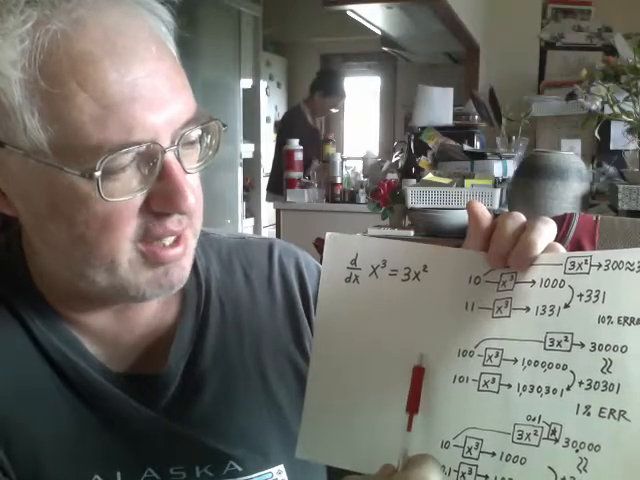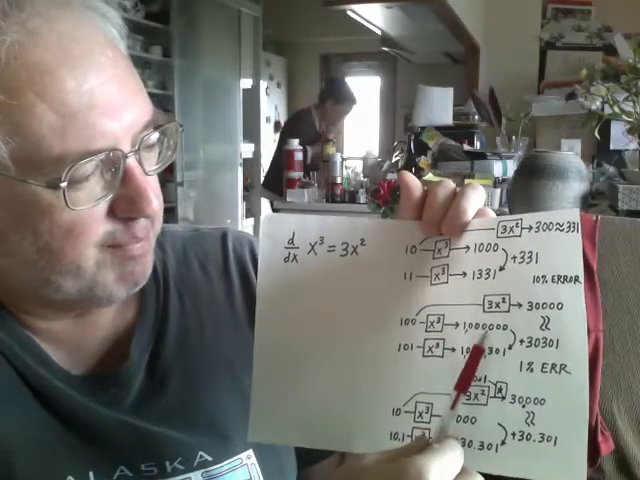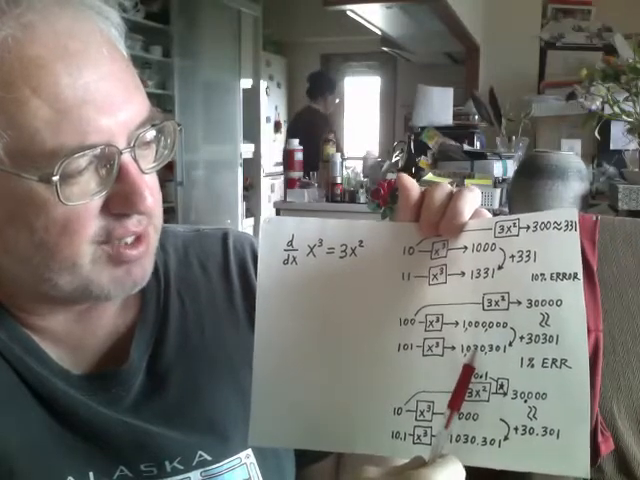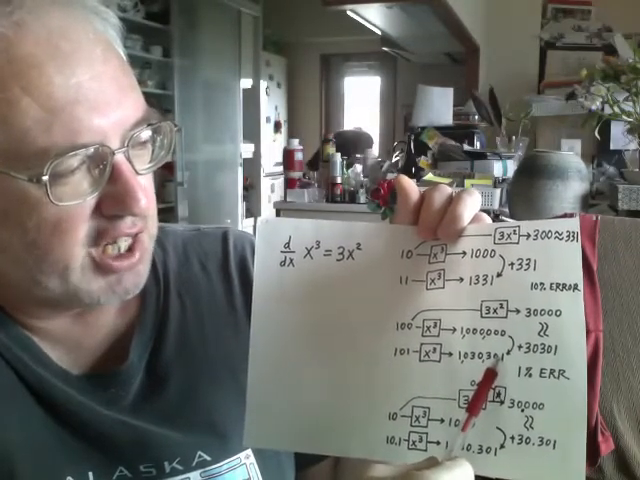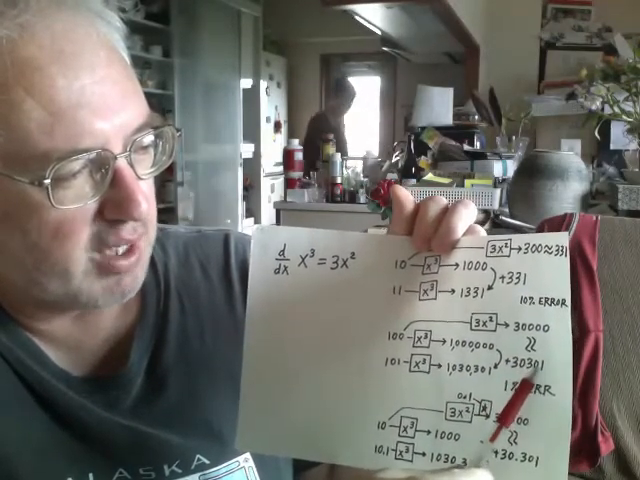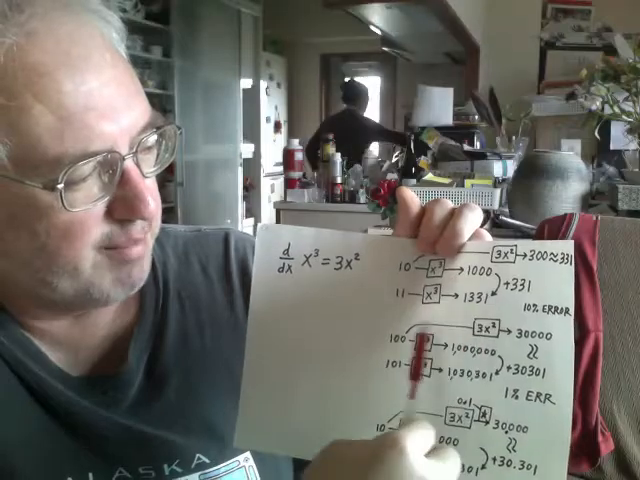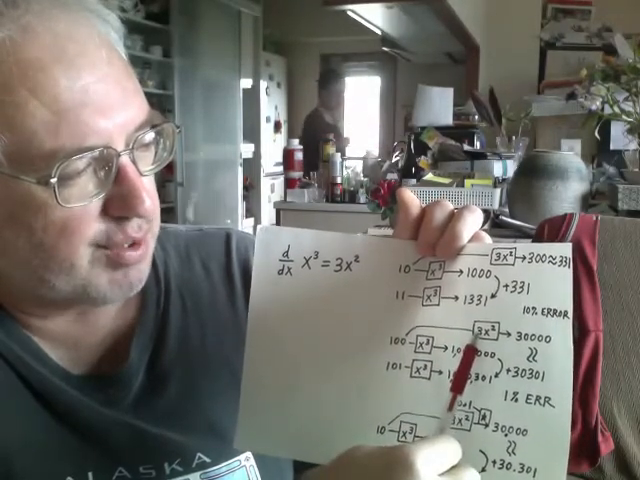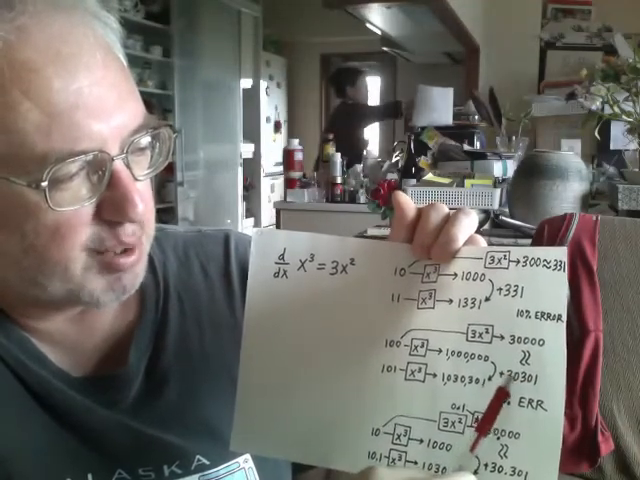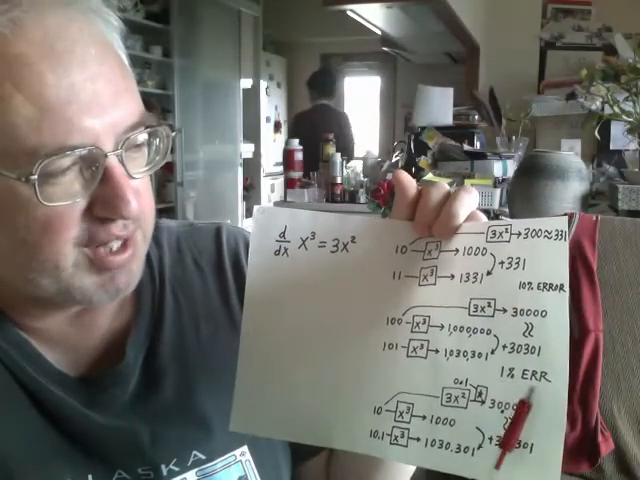And again, if we increase the number, we get a better estimation. 100 cubed gives 1,000,000. And 101 cubed gives 1,030,301. So the change in the output is plus 30,301. Now let's use the derivative to estimate the change. 100 fed into 3x squared gives 30,000. So 30,000 is approximately 30,301. And this time we have an error of about 10%.